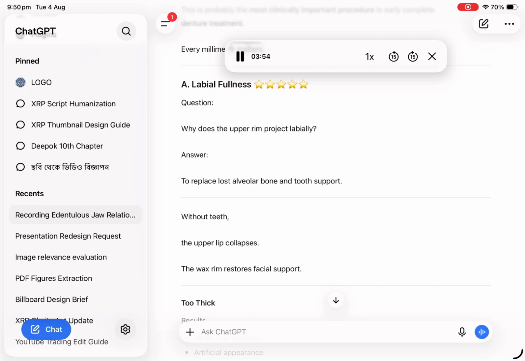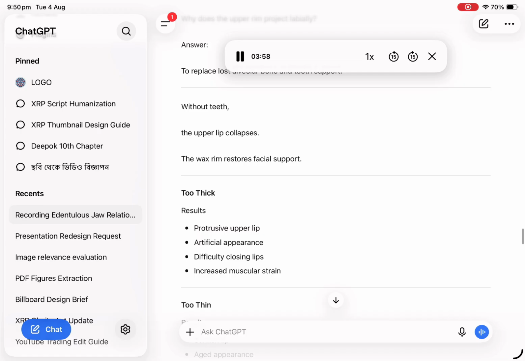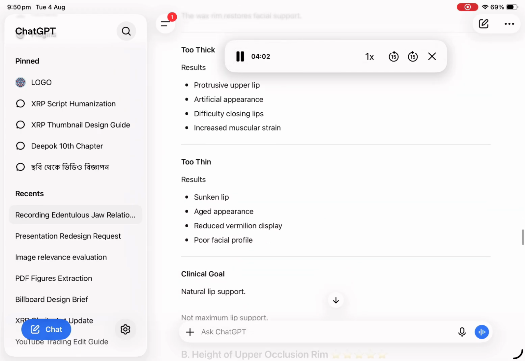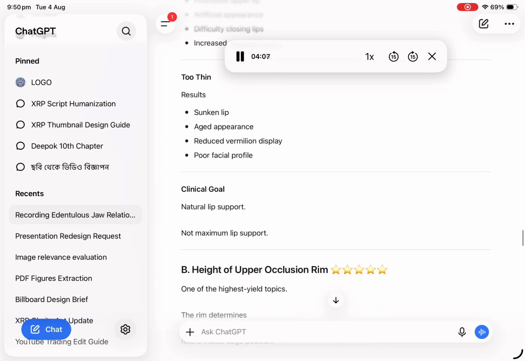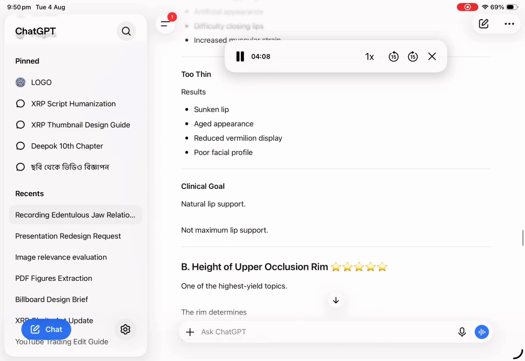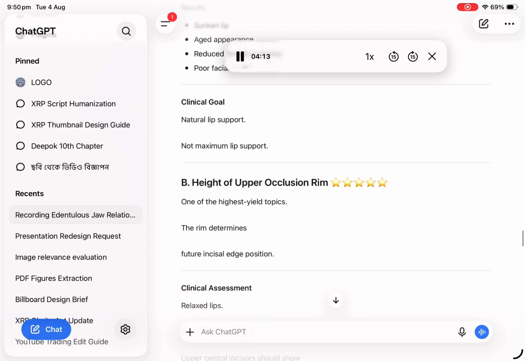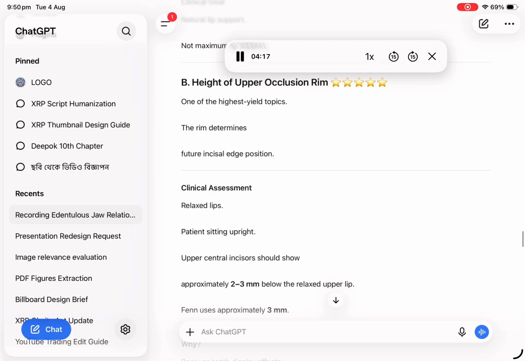Too thick results: protrusive upper lip, artificial appearance, difficulty closing lips, increased muscular strain. Too thin results: sunken lip, aged appearance, reduced vermilion display, poor facial profile. Clinical goal: natural lip support, not maximum lip support. B. Height of upper occlusion rim, one of the highest yield topics. The rim determines future incisal edge position.